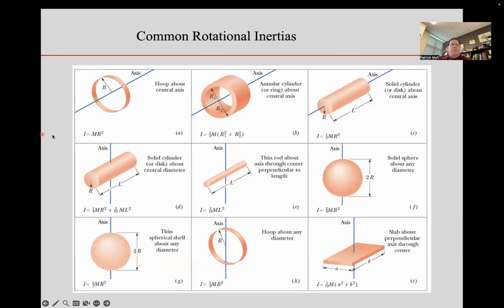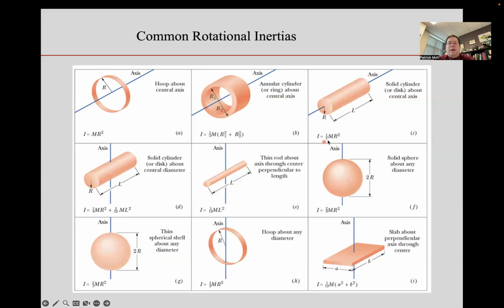So I'm going to talk about things that roll first. So a hoop that's going to spin around its central axis, or if it's not an infinitesimally thin hoop, if it actually has some extent, then you're talking about an annulus. If the inner radius of the annulus goes all the way to zero, then you have a solid cylinder. Could also have, for rolling motion, a solid sphere or a hollow sphere here in G.